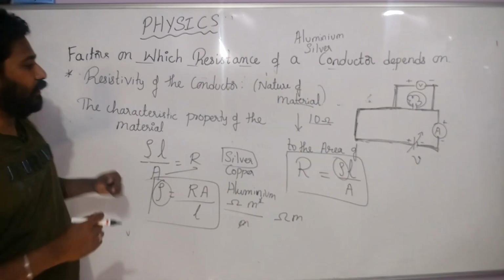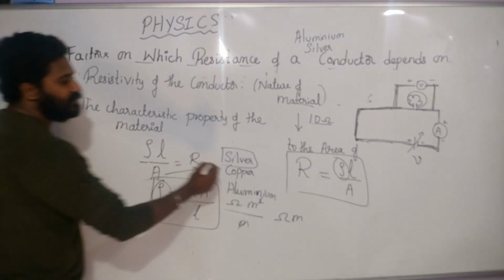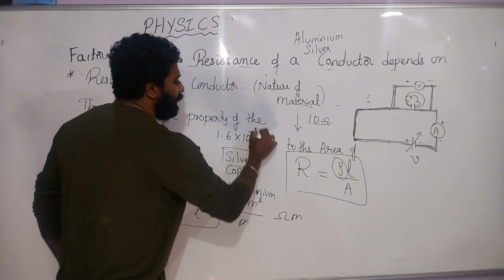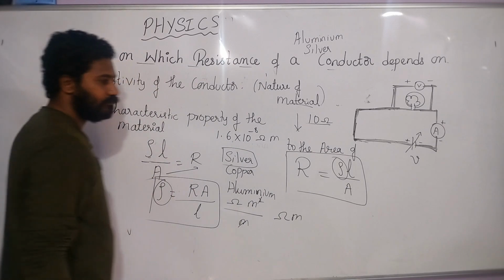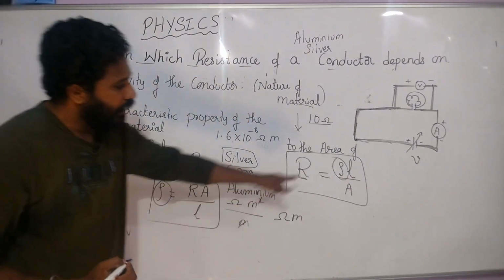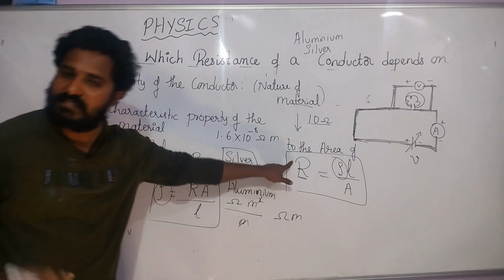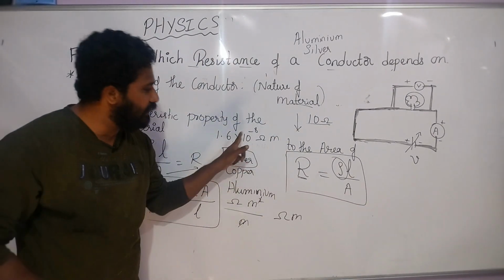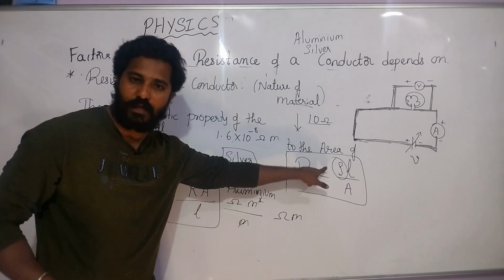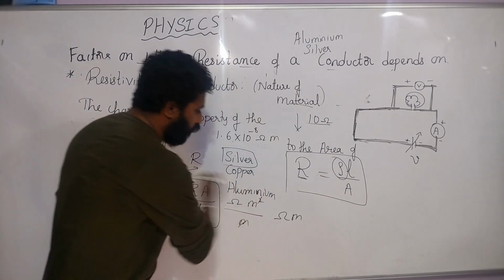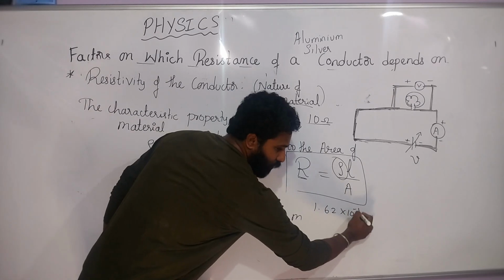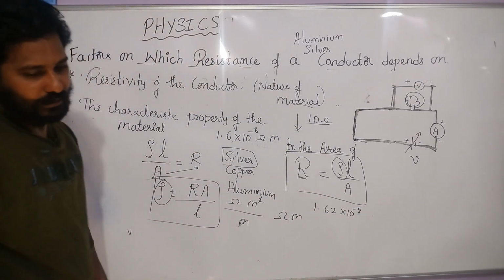See, silver has a resistivity of 1.6 × 10^-8 ohm meter. As resistance is directly proportional to rho, if rho is less, obviously resistance will be less. So silver's resistivity is 1.6 × 10^-8. Okay, so next we have copper. Copper is 1.62 × 10^-8 ohm meter.